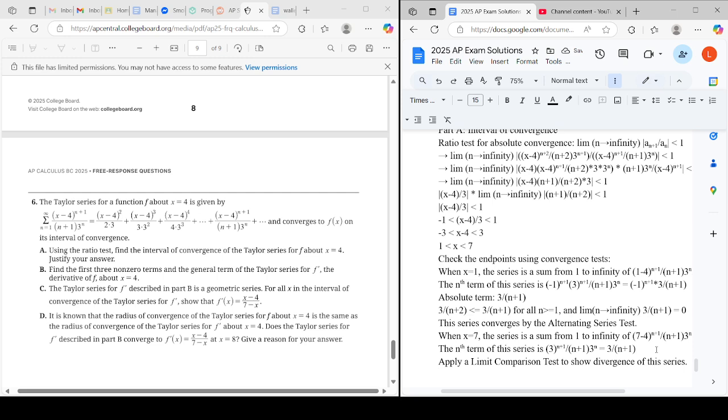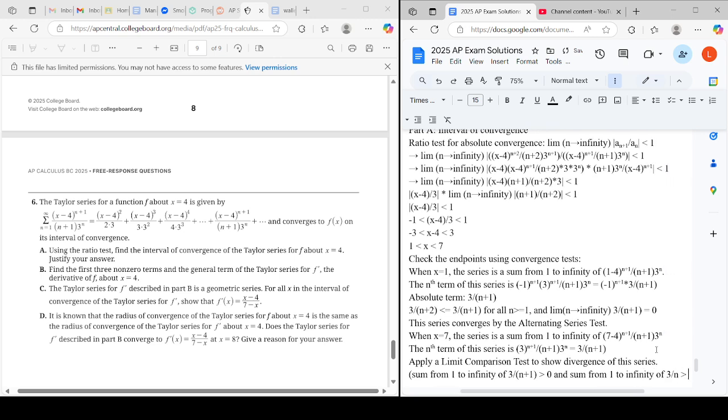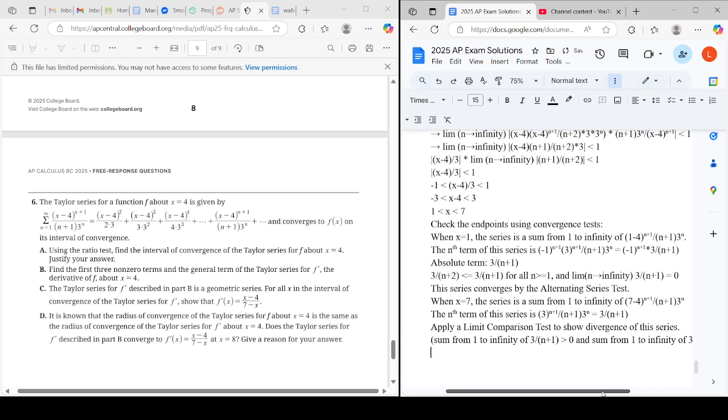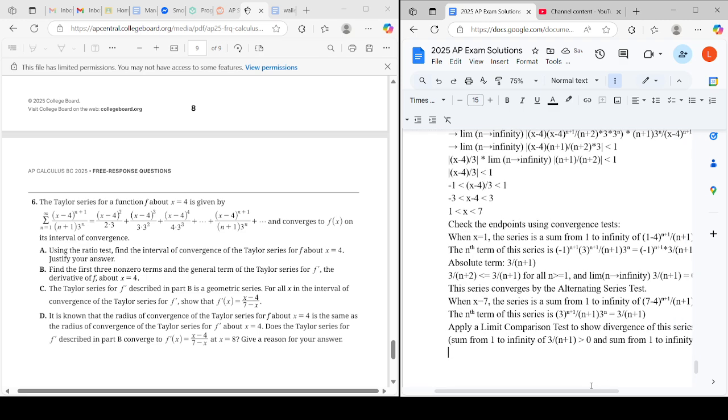So we show that the sum from 1 to infinity of 3 over n plus 1 is greater than 0, and the sum from 1 to infinity of 3 over n is also greater than 0. So here we can use a limit comparison test on these series. So we say nth terms, and we can say let a sub n equal 3 over n plus 1 and b sub n equal 3 over n.